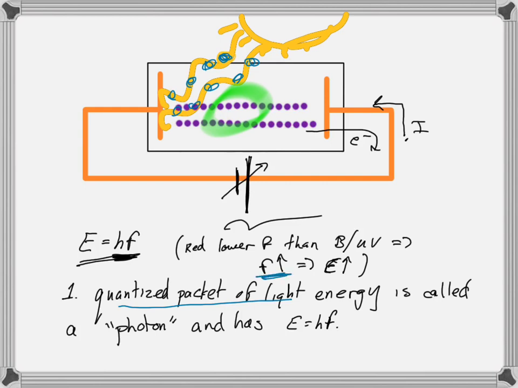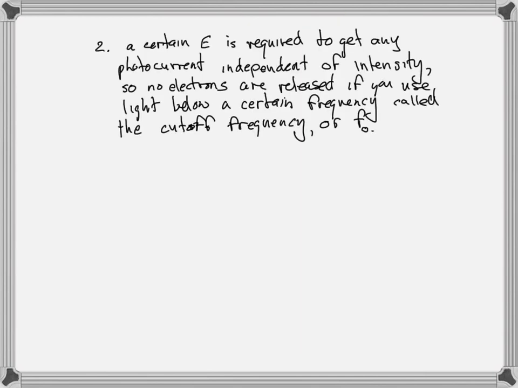All right, now let's go ahead and explain that. So this is Einstein's explanation of the photoelectric effect. First, light comes in packets, E equals hf. One thing which I didn't show in the demonstration that Einstein explained is that a certain energy is required to get any photocurrent, any electrons going across that gap, independent of the intensity of the light. So no electrons are released if you use light below a certain frequency. That frequency is called the cutoff frequency, or f0.